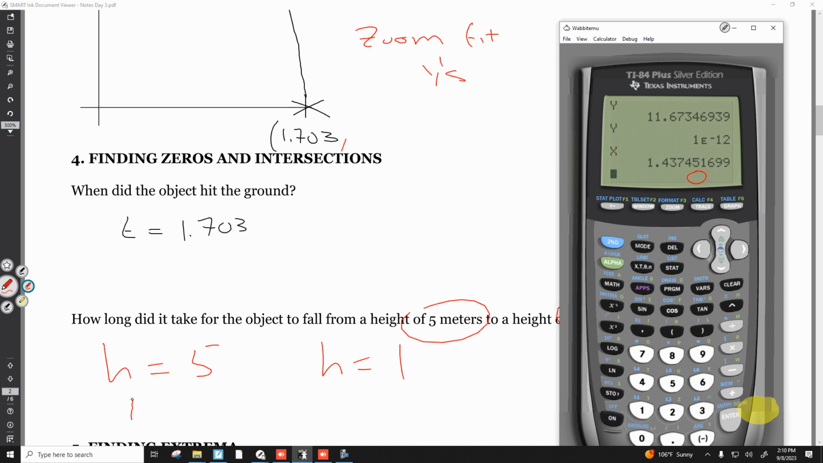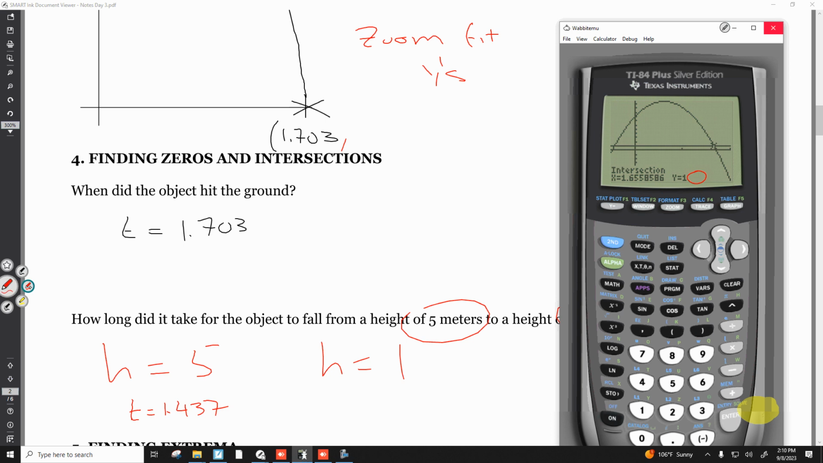1.437. That's my first time. Graph y equals 1. Find the intersection when my height is 1. Second calc intersect. Enter, enter, enter. Make sure if you have two intersections that you're closer to the other one.